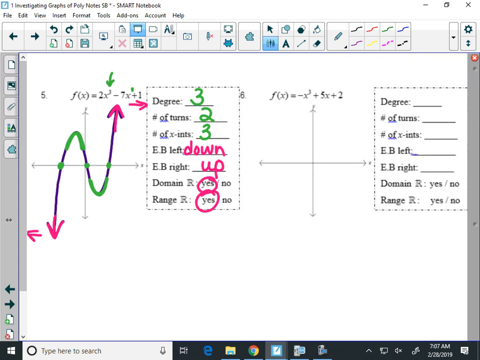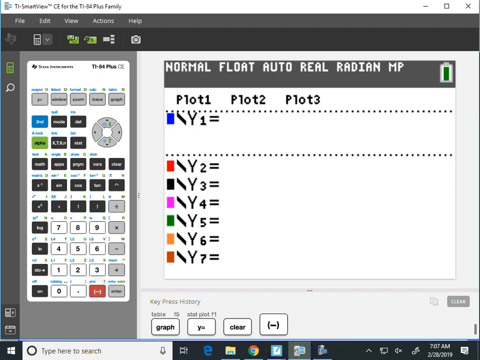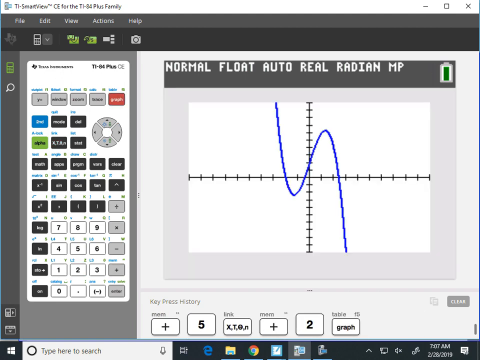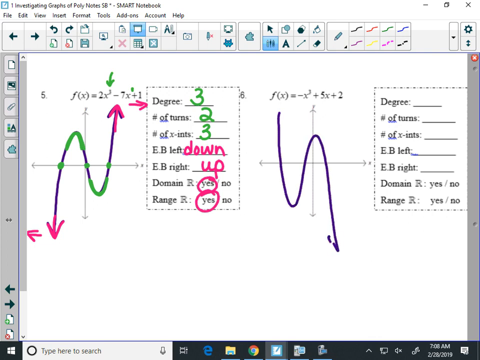Now when I look at number 6, let's take a look at this graph. Go ahead and type negative x cubed plus 5x plus 2 into your calculator. So negative x cubed, arrow out of the exponent. All right, and when I take a look, it's also a squiggly looking graph. Looks slightly different than the one in the last example though. So let's go ahead and sketch this on our paper. Something like that, similar to that at least.